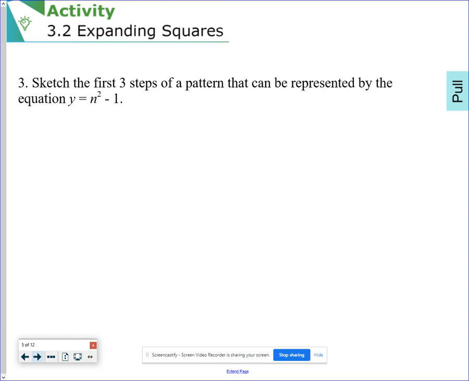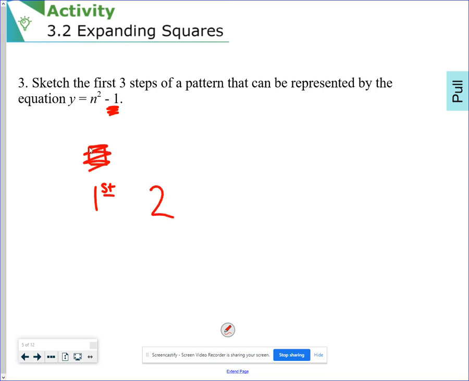Number 3 says, sketch the first 3 steps of a pattern that could be represented by the equation of y equals n squared minus 1. Okay, so if we are looking at n squared minus 1, remember n squared would just mean that I would have whatever step number I'm on, it's going to be a square. So the first step would be a 1 by 1 square. But it says that I'm going to take away that square. So in the first step, I'm actually not going to have anything.